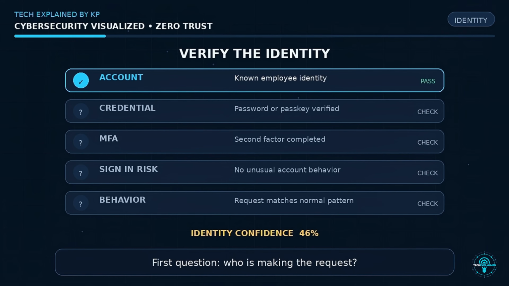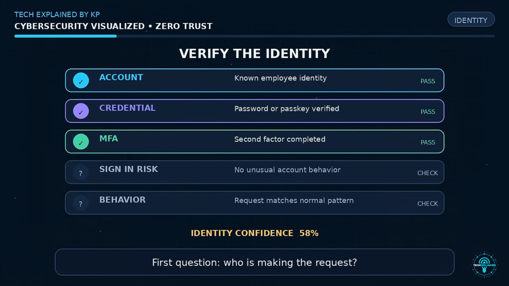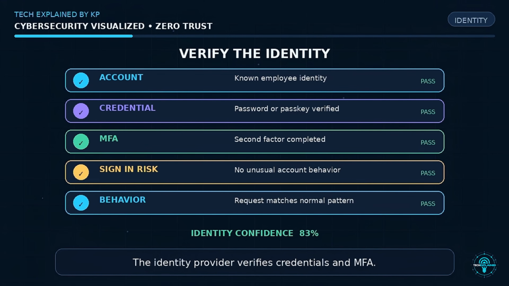The first question is, who is making the request? The identity provider verifies the account, password, or passkey, and multi-factor authentication. It can also examine recent sign-ins, unusual behavior, and whether the account may be compromised. A valid credential is important, but it is only one signal.